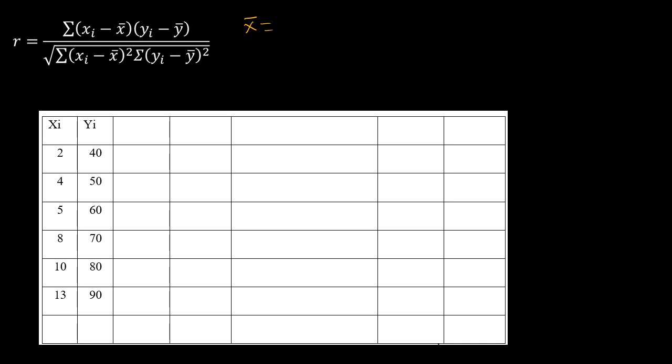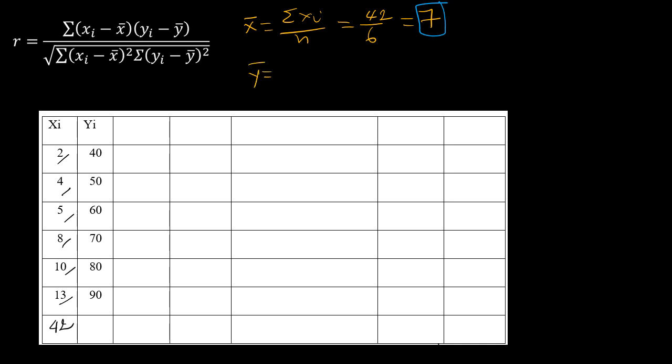So x bar is the sum of x values divided by n. Here the x values are 2 plus 4 plus 5 plus 8 plus 10 plus 30, and we're going to find here the sum is 42. So 42 divided by 6 equals 7. So the mean of x is 7.